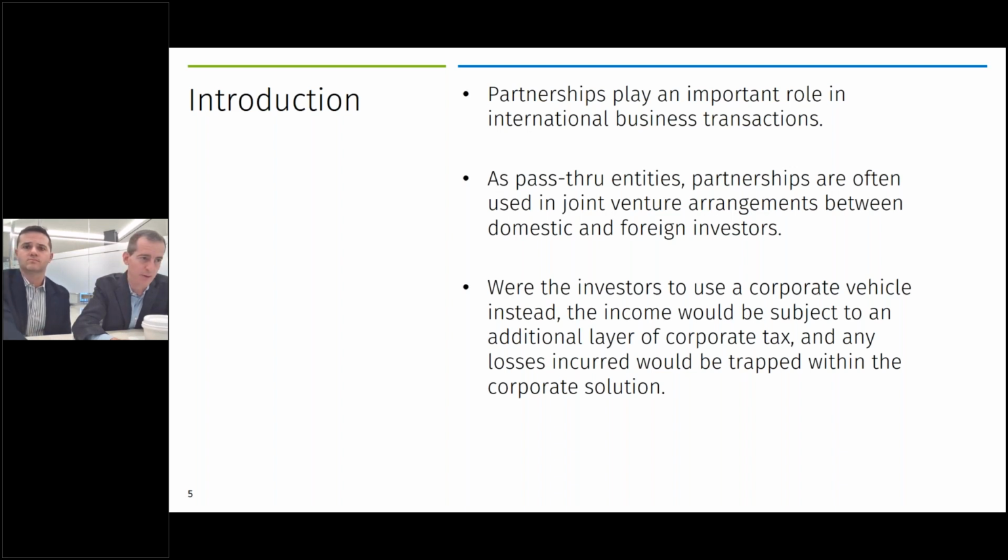And I think the other reason why partnerships are so prevalent in the international tax space is because they're exceptionally flexible vehicles.